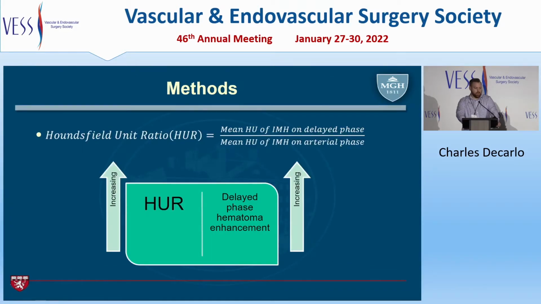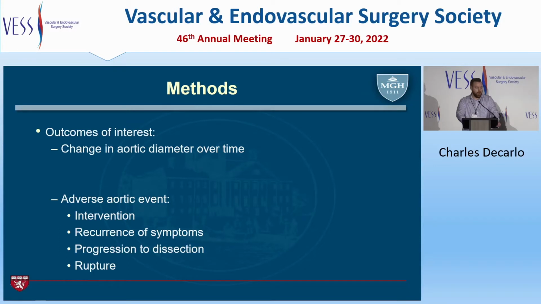From these measurements, we define the Hounsfield unit ratio, which is the mean Hounsfield unit of the IMH on delayed phase divided by the mean Hounsfield unit of the IMH on arterial phase. Thus, an increasing Hounsfield unit ratio was consistent with increased enhancement of the hematoma on delayed phase imaging. And our outcomes of interest were change in aortic diameter over time and adverse aortic events, which was the composite of intervention, recurrence of symptoms, progression to dissection, and rupture. This did not include interventions for zone 0 IMH.